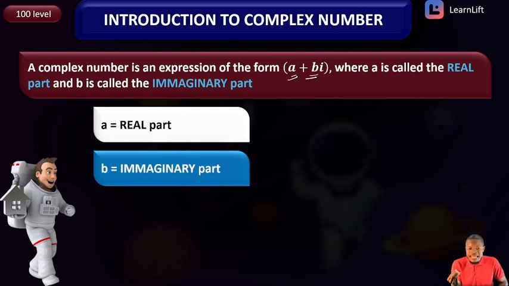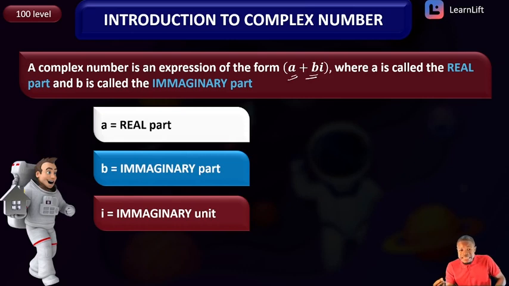Sir, what about the i? What does i represent? i there represents the imaginary unit. So what i stands for is the imaginary unit. a is the real part, b is the imaginary part. So the part that carries the i is called the imaginary part. That's your b there. Don't forget that a complex number is an expression of the form a plus bi, where a is the real part and b is the imaginary part.